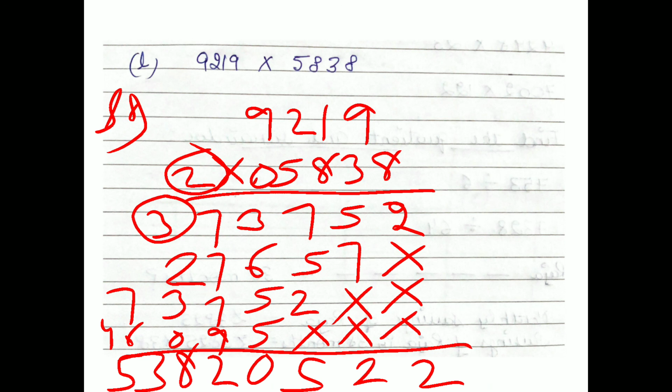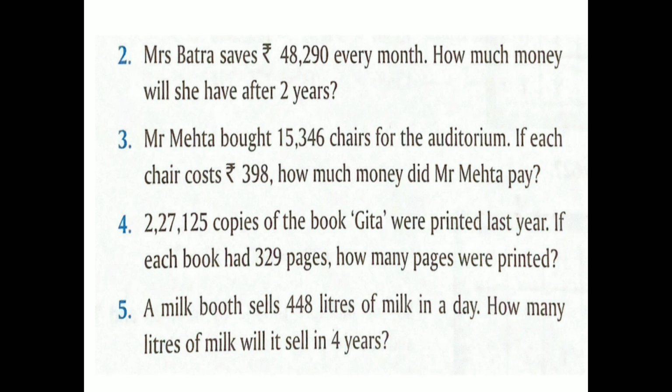Parts. Rest of the parts, students, you have to do. Clear? Now I do question number 2. Mrs. Batra saves rupees 48290 every month. How much money will she have after 2 years? Mean 1 month she is having this much. You have to tell in 2 years. As you know that in 1 year there are 12 months. So in 2 years there will be 24 months.